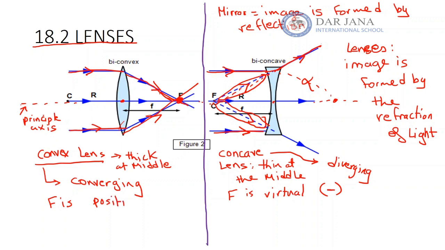Note that if we have a point and the light rays are converging to this point, they will give you a real image. If the rays are diverging from the point, they will give you a virtual image.